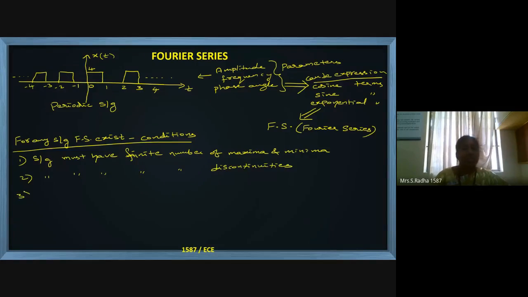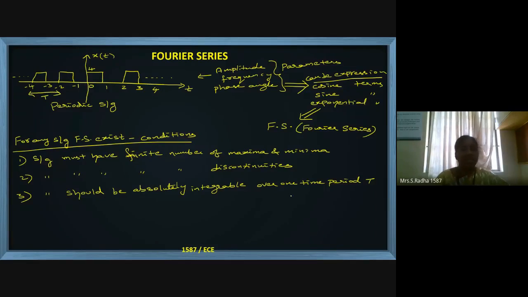And the third condition: the signal should be absolutely integrable over one time period, capital T. In the given signal, the time period is one positive and negative half cycle, on time and off time. This is called the time period.